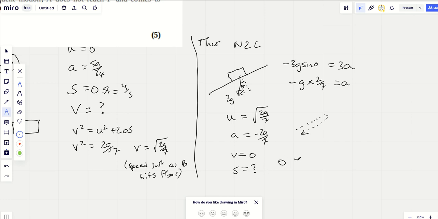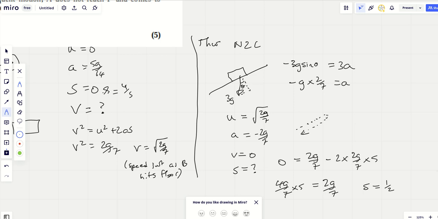So we've got 0 equals u squared, 2g over 7, plus negative, but minus, 2 times 2g over 7 times s. This gives us quite a nice answer, I think, because we're going to have 4g over 7 times s equals 2g over 7. And so, look at that, s equals a half.